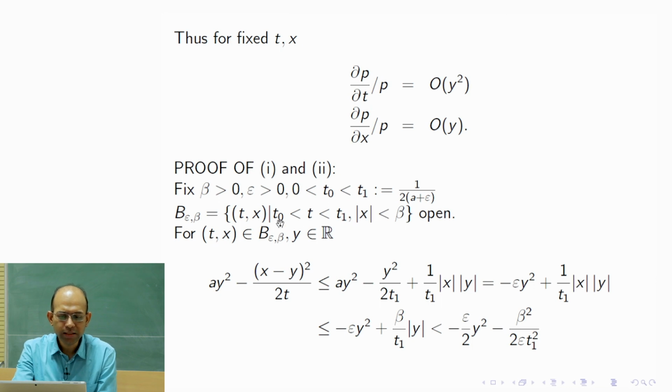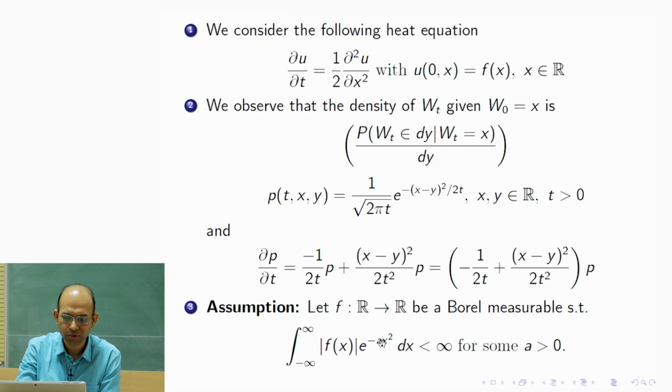What is important is that t0 is positive, so this is a little away from the origin, and also the set is bounded, that is also very important. Difficulty arises when it is unbounded, correct? So we are constructing this set where things are bounded. Now for every t and x in this rectangle, we call it B epsilon beta, because it depends on epsilon and beta. Why epsilon? Because t1 depends on epsilon. And A is a positive number, the same number that appears in the assumption.